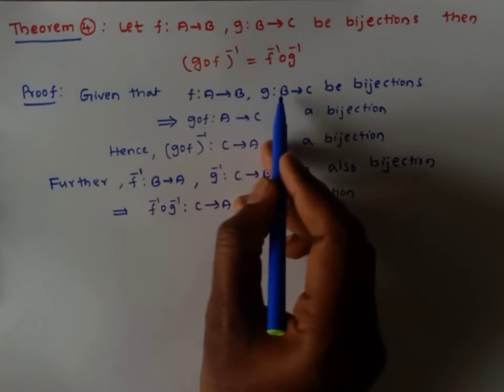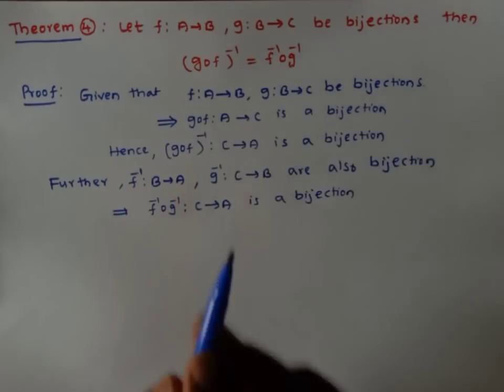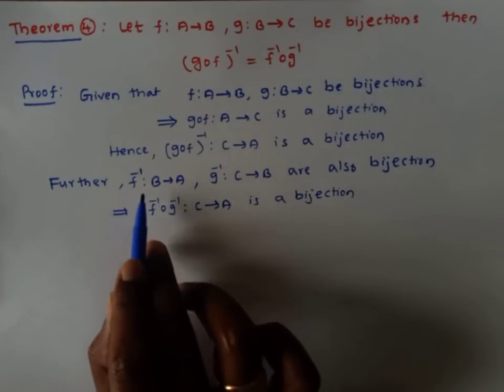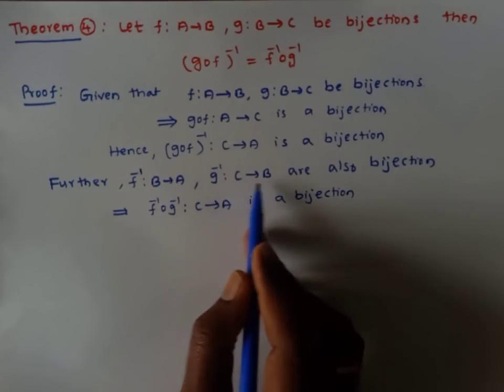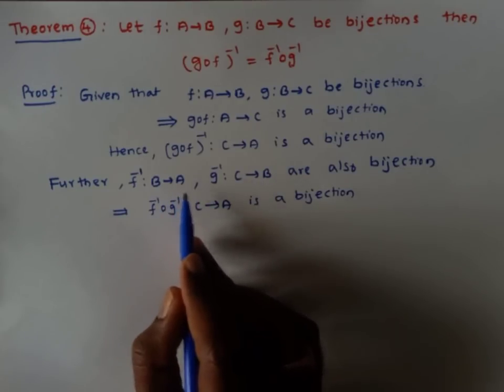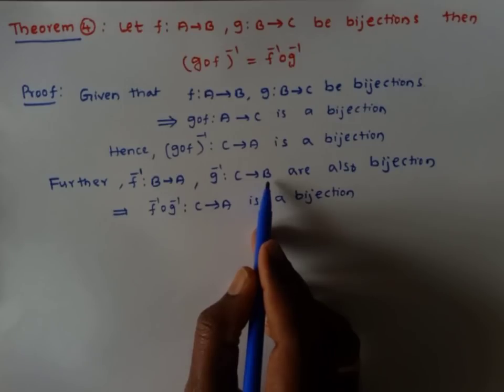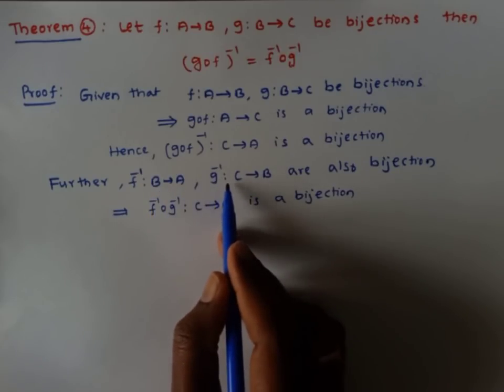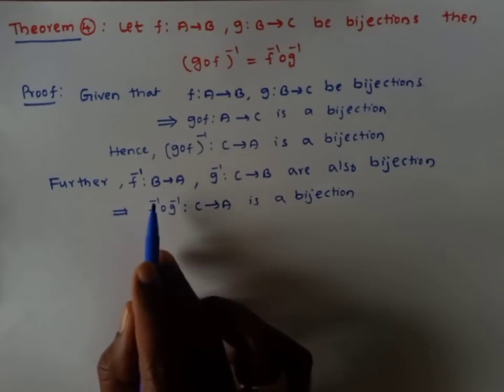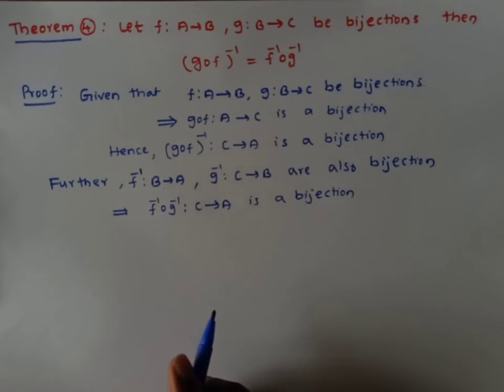Okay, F and G are bijections, therefore G compose F is a bijection. So here F inverse and G inverse, therefore it exists from where? From C to B, so C to B and B to A. Here the range is the same as the domain. So therefore this exists from F inverse to G. So F inverse circle G inverse.